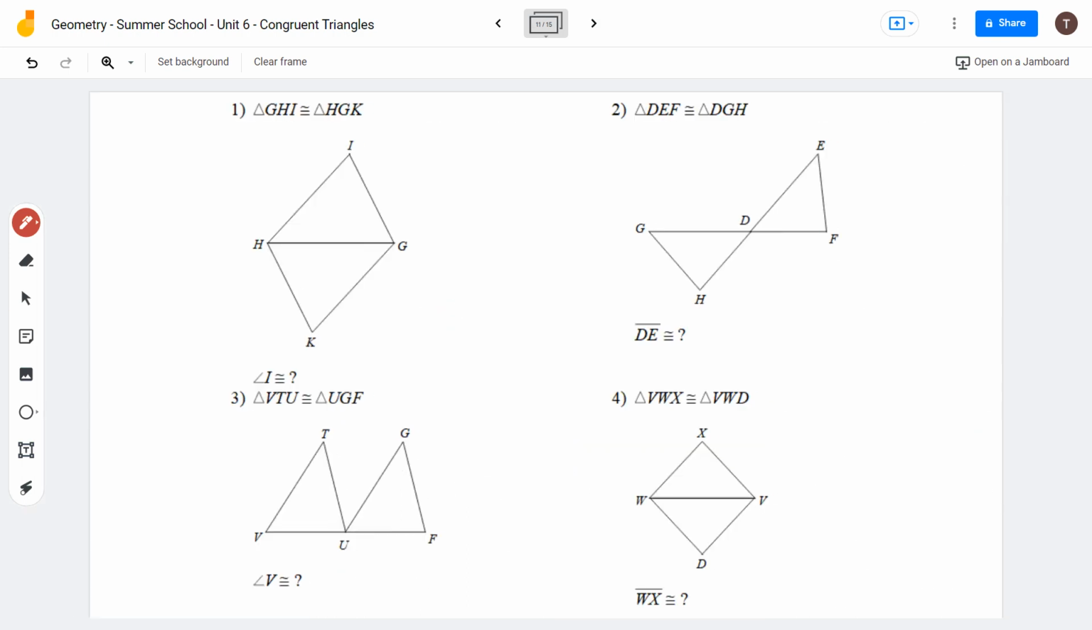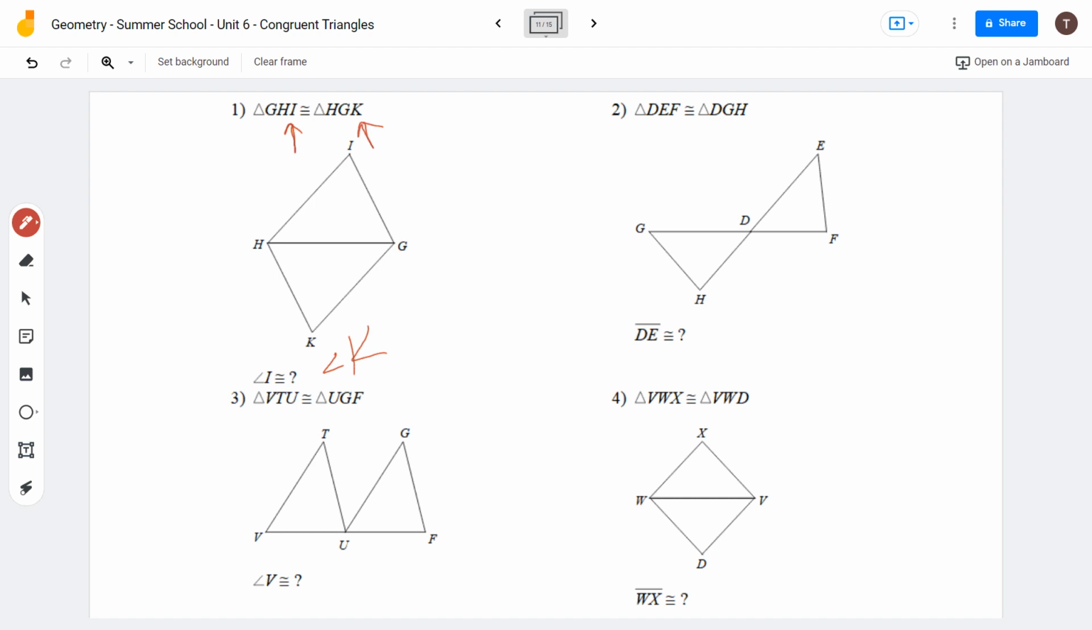All right, so for the first ones, we don't even need the triangles here. We have these congruent statements. So down here, it's asking me what angle is congruent to angle I. Look at angle I. It's the 3rd letter in that one on the left. So it has to correspond to the 3rd letter in the one on the right. So it would be congruent to angle K.